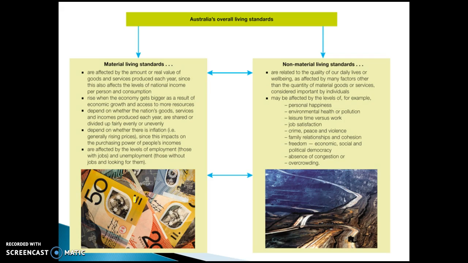So in terms of material and non-material living standards, basically, material living standards is about the real value of goods and services that is produced each year. So a country's real GDP is a measure of the real value of their production every single year, and that determines people's access to goods and services because that's what determines people's income. So when the economy gets bigger, assuming that our real GDP grows at a faster rate than our population, then that's going to lead to people having increased purchasing power, and boosting our material living standards.